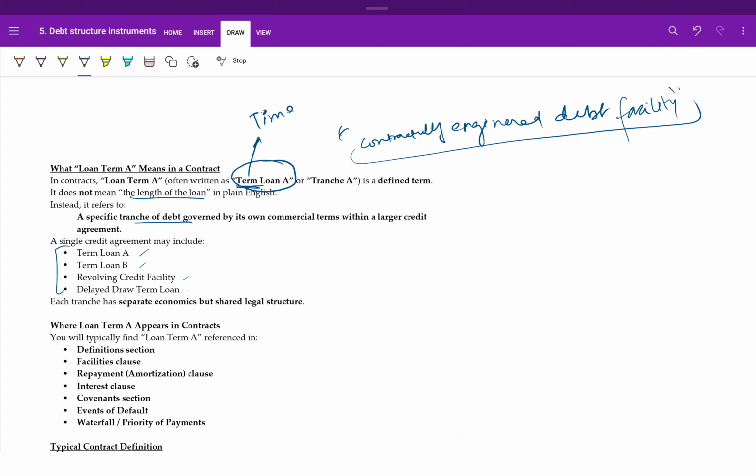Think of a credit agreement as a building, and each tranche is a floor. Previously, when we talked about securitization and tranching, we discussed this. So the credit agreement is the building, and each floor is a tranche.